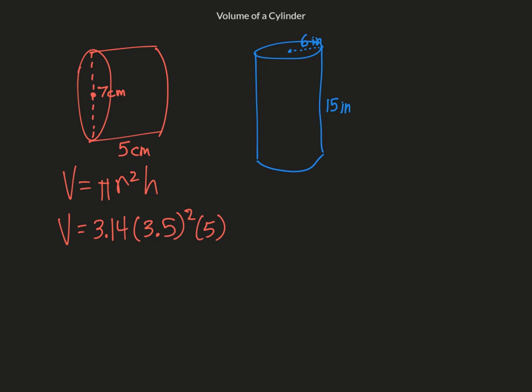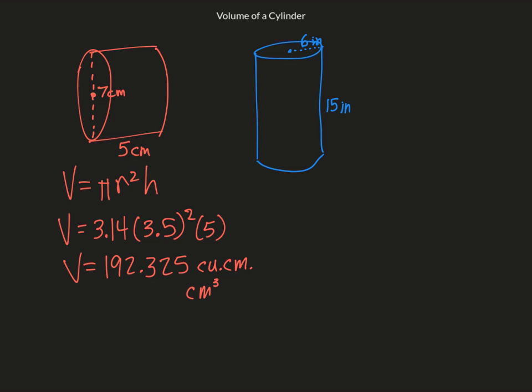And now I need to use my calculator. And so I get 192.325. And since this is volume, I need it to be cubic centimeters. You can also write that as cm with a little 3. The blue one.